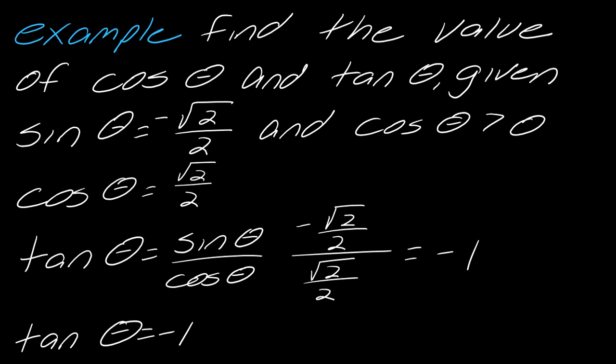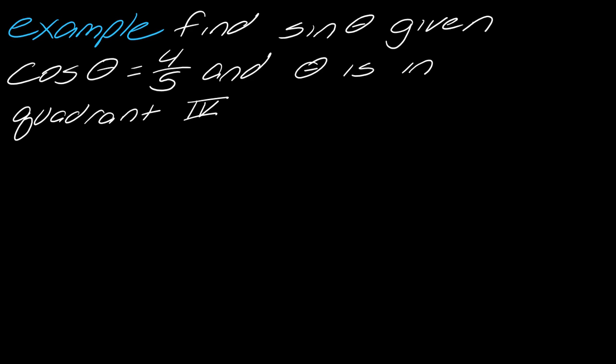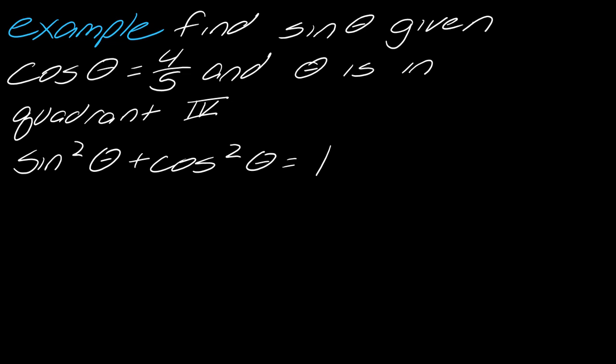Okay, so let me just show you a few other examples. So here's another one. So find sine of theta given that cosine of theta equals 4/5 and theta is in quadrant 4. So once again, we're going to use the Pythagorean identity. And so I can go ahead and plug in my cosine, in this case, just into its spot.